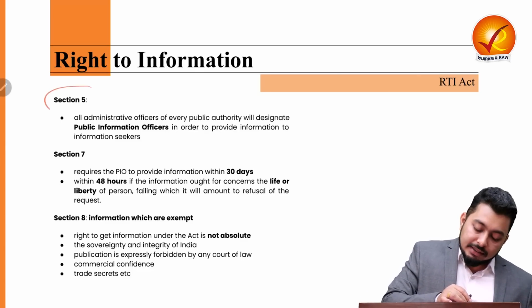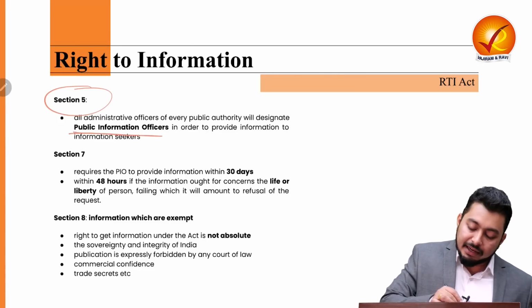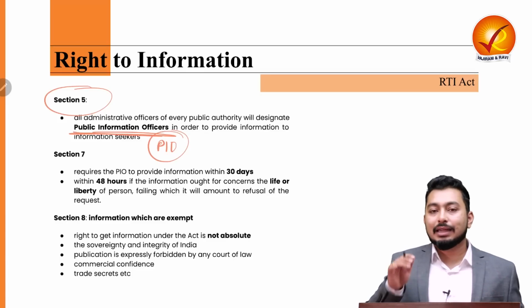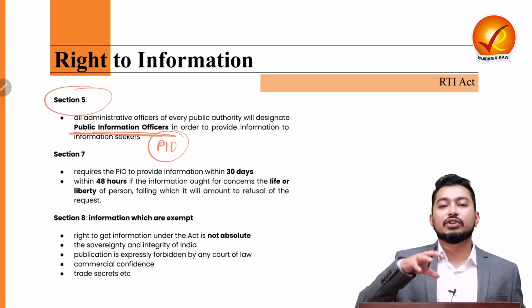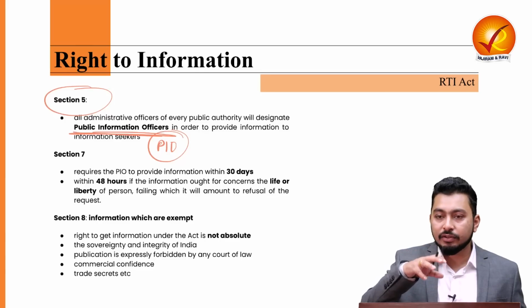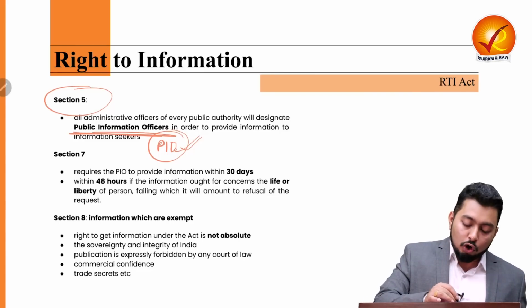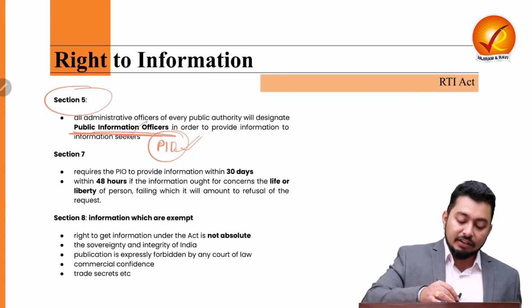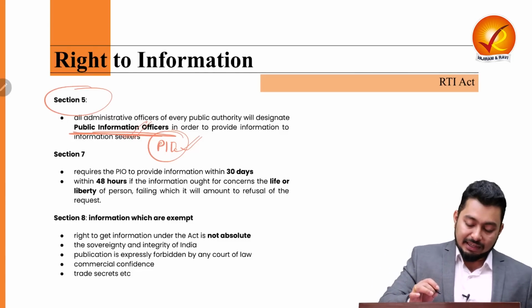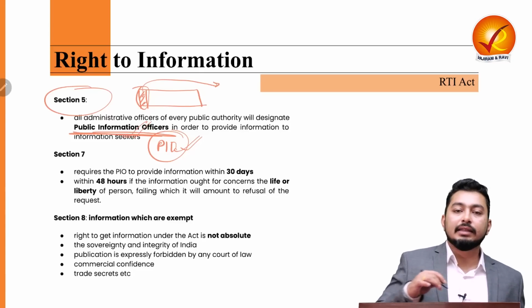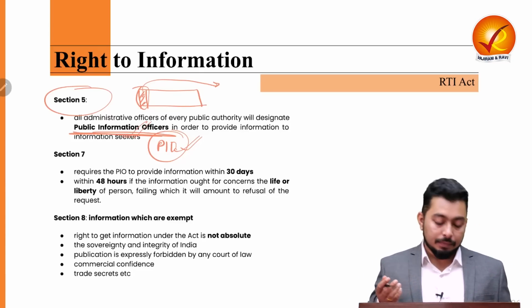Now, Section 5 says that there will be public information officers or PIOs. That simply means that whatever administration we already have, whatever bureaucracy we already have, we are making PIOs from them only. These are not new officers. They will just have this position, right? That simply means that now in every office, there will be an officer who will be looking at the RTI Act and its execution.